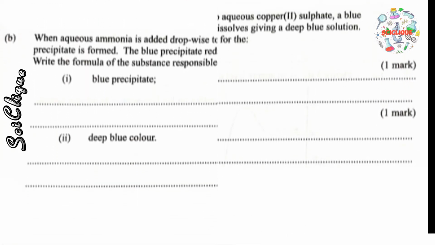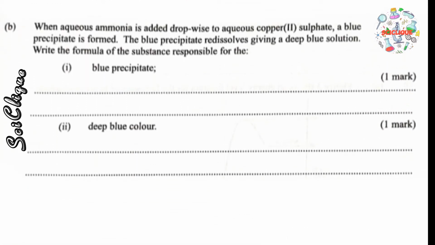Part B. When aqueous ammonia is added dropwise to aqueous copper 2 sulfate, a blue precipitate is formed. The blue precipitate redissolves, giving a deep blue solution. Write the formula of the substance responsible for the blue precipitate and the deep blue color.